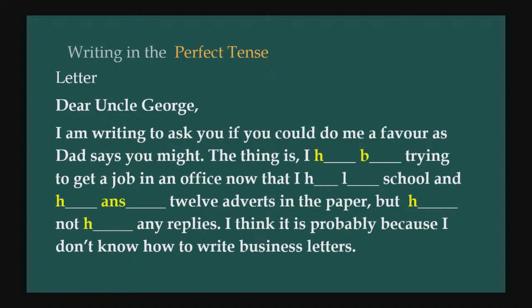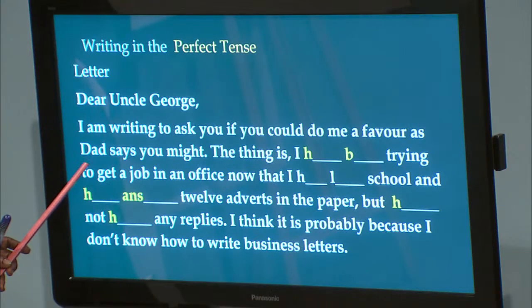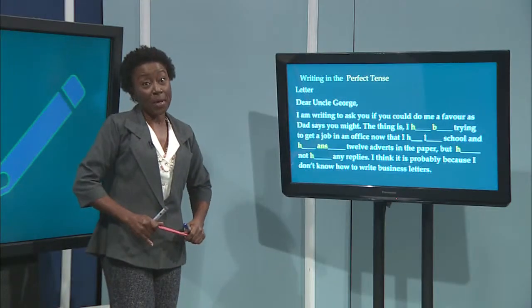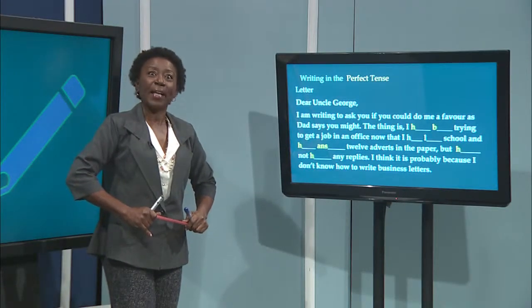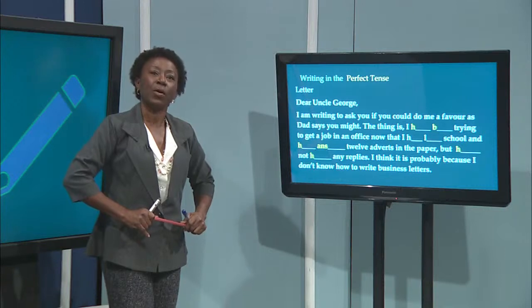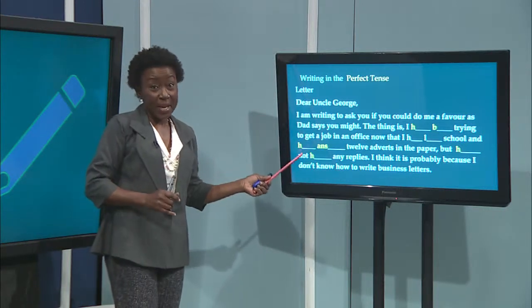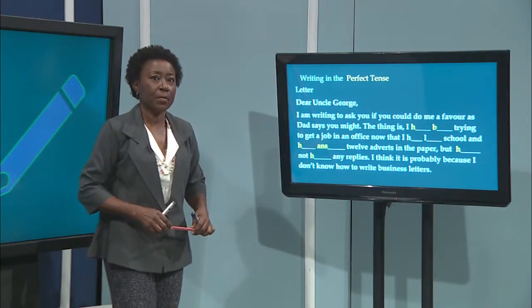The subject is I. And what did I say? It should be has or have. Have, because in English grammar, I and you are exceptions to the rule. They take, in this case, have.